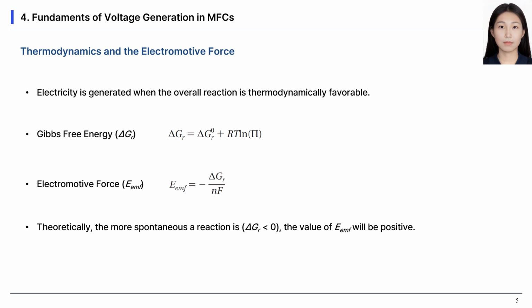released. However, under real conditions, the voltage generated is always lower than the calculated EMF due to energy losses within the system. The EMF sets the upper limit for the voltage an MFC can achieve. By understanding thermodynamics, researchers can optimize conditions to maximize the energy conversion efficiency of the MFC.